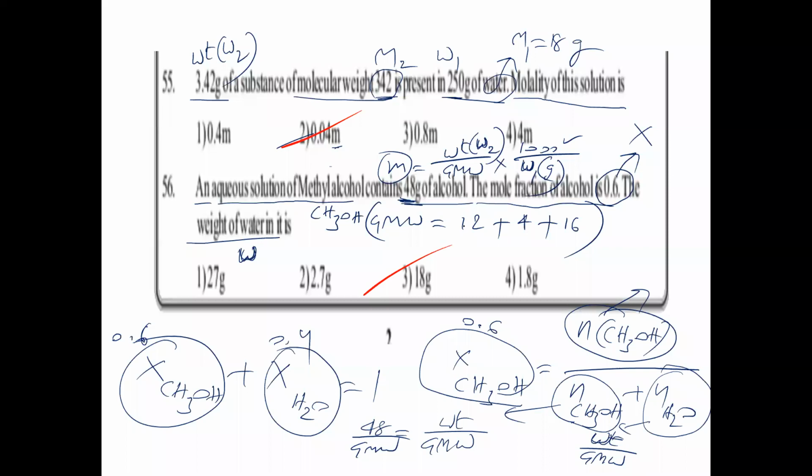And gram molecular weight will be 12 plus 4 plus 16. So 16 plus 4, 20. 20 plus 12, 32. 32 is the gram molecular weight. So gram molecular weight is 32. 48 by 32 will be the number of moles of methyl alcohol. So only the number of moles of water we calculate first. After that, number of moles of water is equal to weight of water by gram molecular weight of water. So weight will be 18 grams. This formula you apply. Take a screenshot if you want.